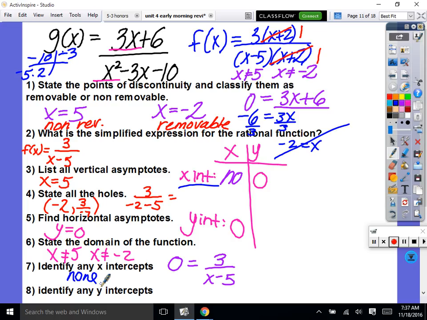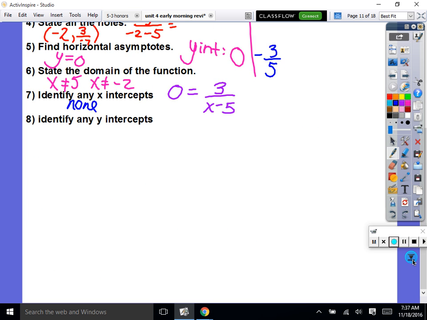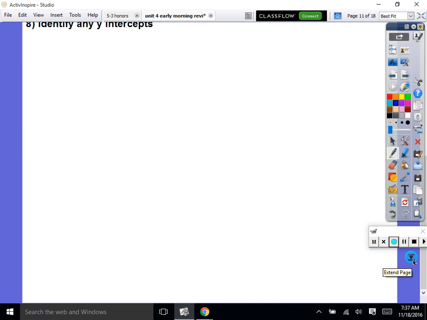You can plug it into the original function or the simplified. Let's just go with the simplified. 3 over 0 minus 5 equals 3 over negative 5. So that is our point. That's just a decimal, but negative 3/5. So our y-intercept, and you would have to write it as a point.